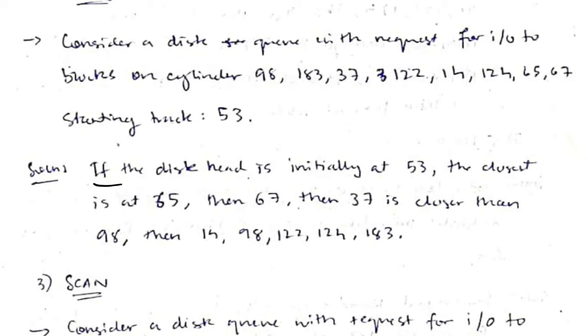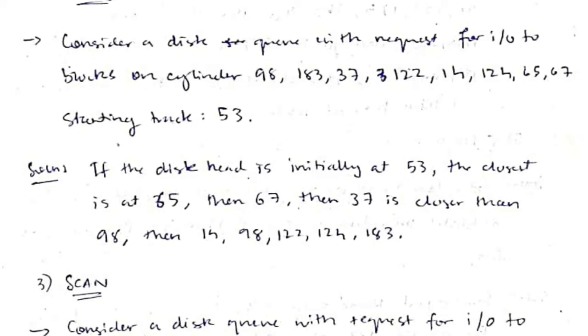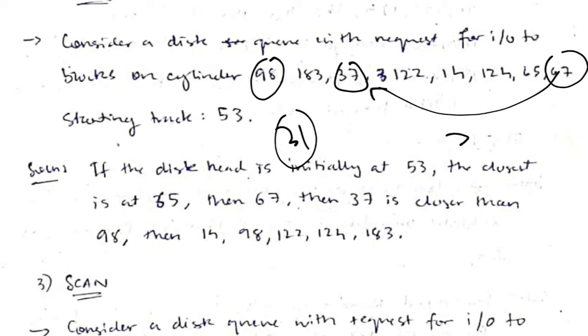What it will do, if the disk head is initially at 53, then the closest is 65, so it will see which is the closest to 53, it's 65. Then from 65, which is the closest among these, it's 67. From 67, which is the closest, it's 37. It's not 98, because from 67 to 98 it is 31, whereas from 67 to 37 it is just 30. Okay, so 37 is closest.